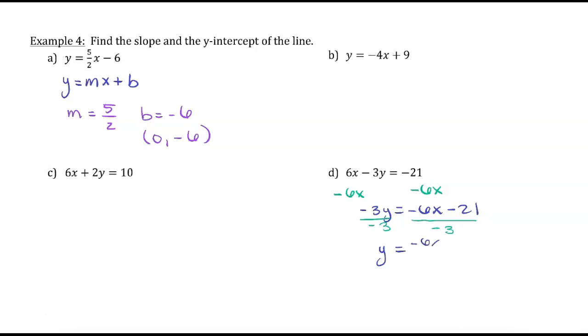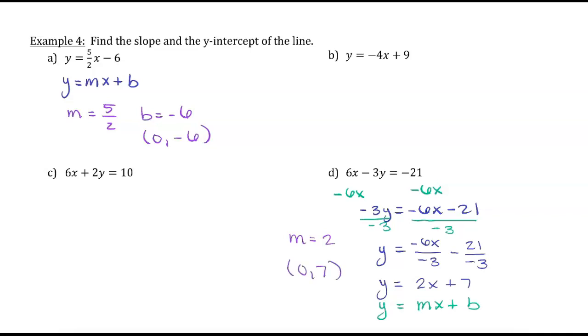We have negative 6x over negative 3 minus 21 over negative 3. This leaves us with y equal to 2x plus 7. Now that we have this in slope-intercept form, we can quickly see that the slope is 2 and the y-intercept is 0, 7. In example 5, we'll do the same process but in reverse.